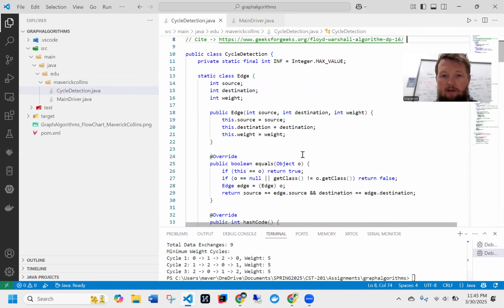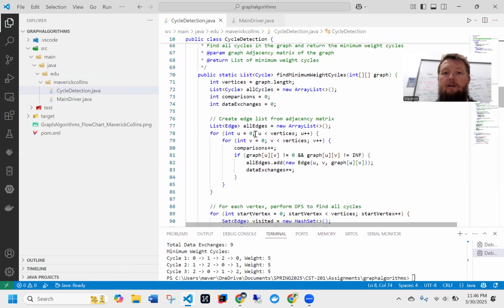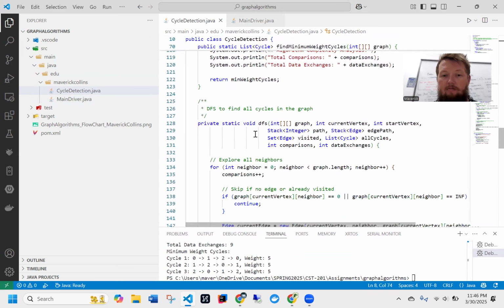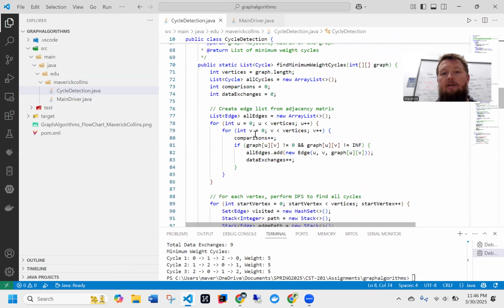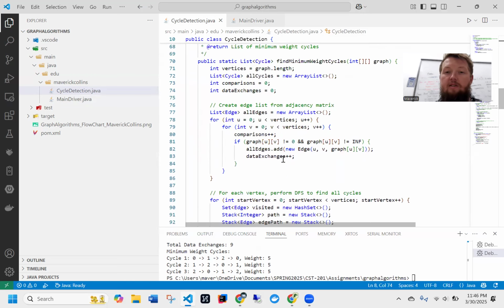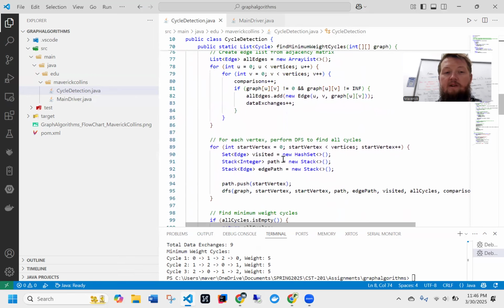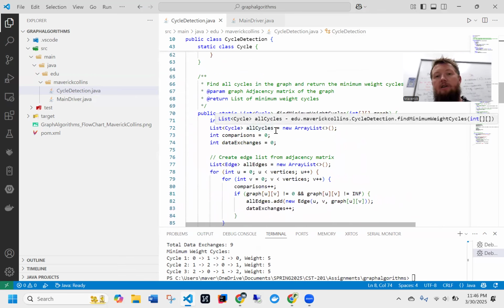Here's the algorithm here. We could see we had a class for edge and cycle. So as it's going through, it's calculating the weight of each cycle, and it's using a list to find the minimum amount of cycles within the graph. And it goes through and compares each of those nodes within that cycle. So if it goes depth first, if it sees that one of those two numbers is out of whack, it'll swap them and it will continue.